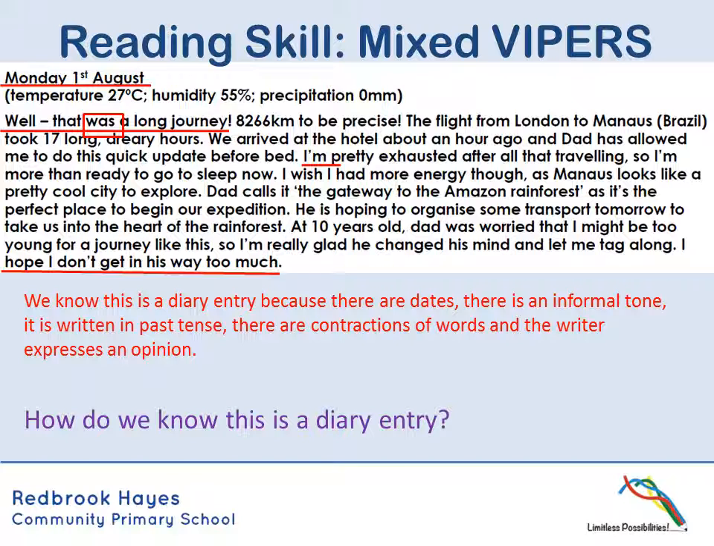So we've got the dates, we've got the informal tone, we've got the past tense, we've got contraction of words, and where the writer expresses an opinion. So we just need to list that. If we're answering this question, we just need to list those things that we've spotted which make this a diary entry. Remember, there might not be every feature of a diary entry, but these are just some of the ones that we can find in this section.